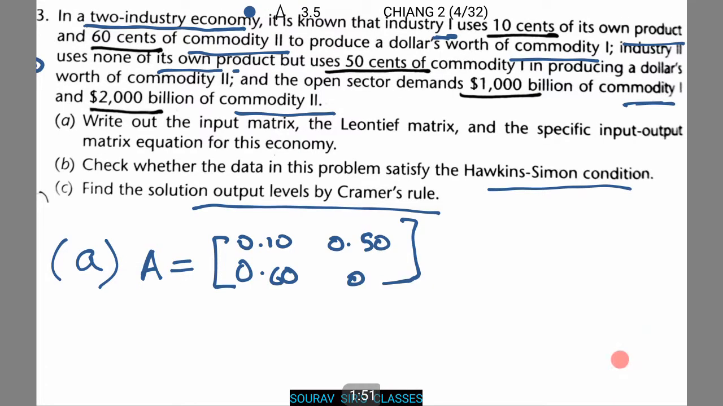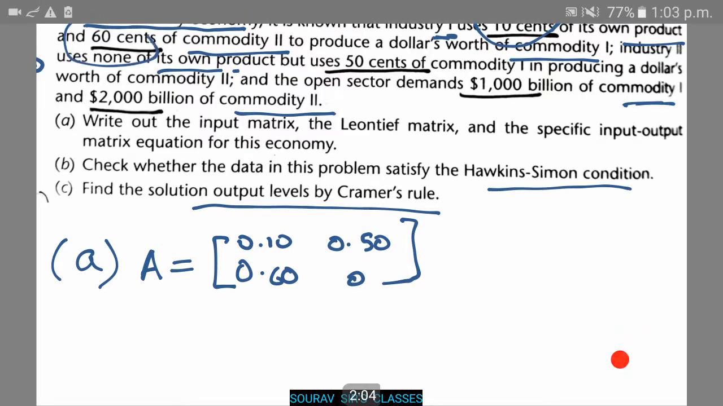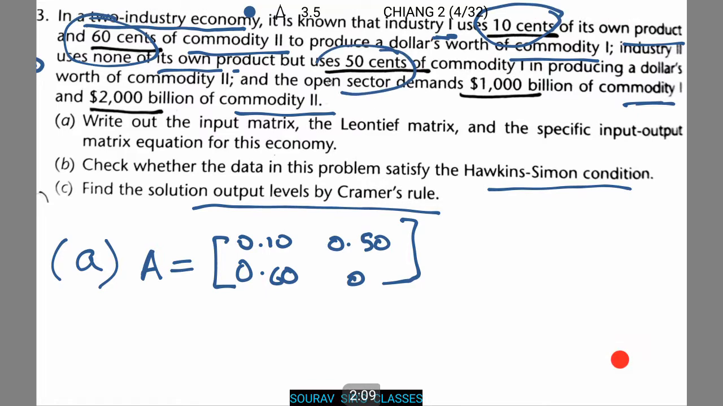Now I've written down the input matrix. Some may get how it has been derived. For others, notice we have been given values such as 10 cents, 60 cents of commodity 2, and 50 cents of commodity 1 used by industry 2. Also notice it has been written, as I explained, none of its own product, which will be taken as the value 0. Hence I've put in 0.10, 0.60, 0.5, 0.